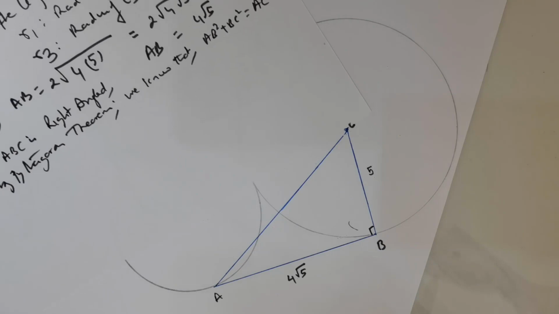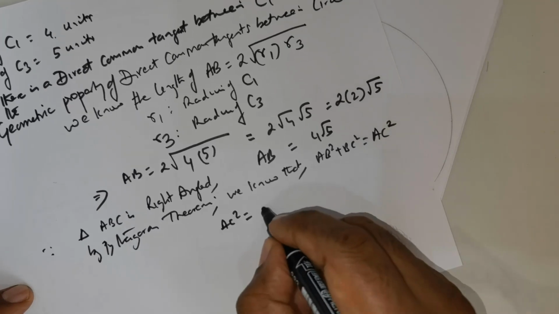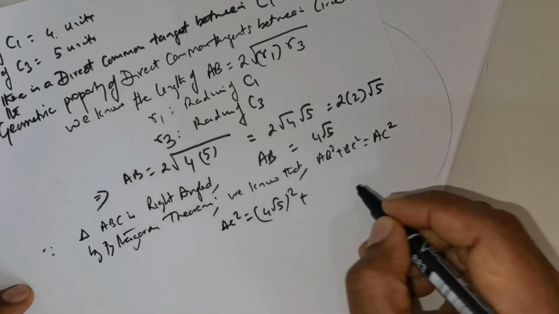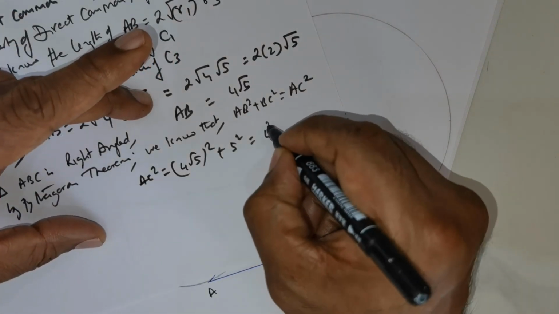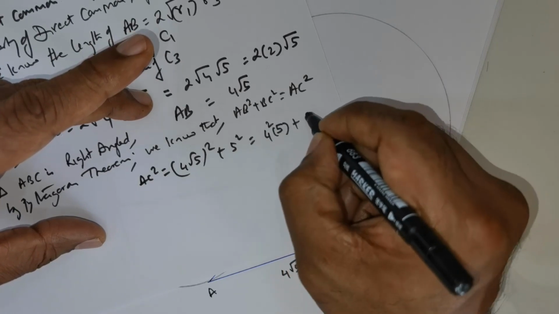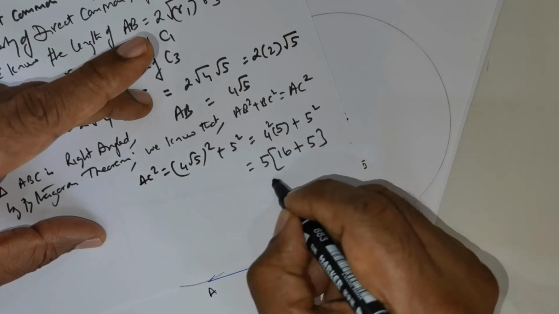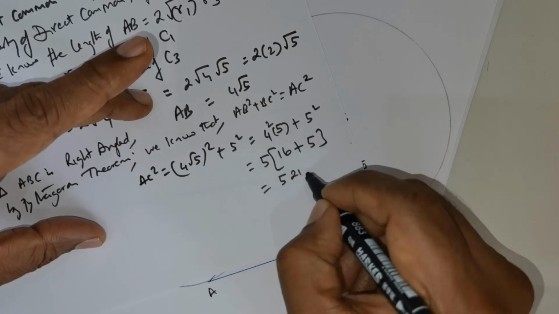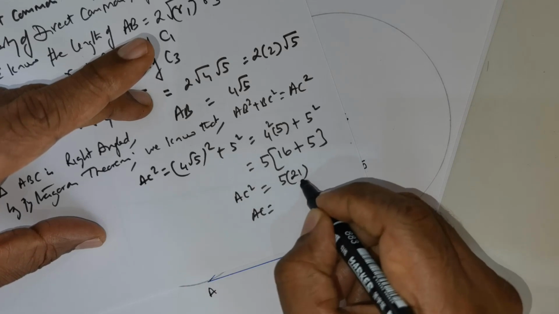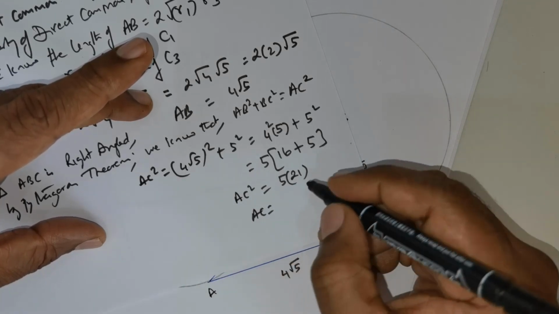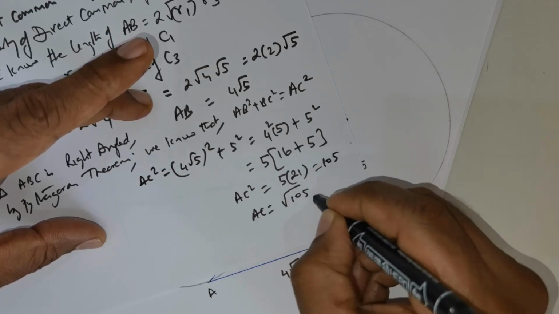So now since I've got AC squared, let me calculate AC. So AC squared is equal to AB, which is 4 times root 5 squared, plus BC, which is 5 squared. So this is going to be 4 squared times 5 plus 5 squared. I can take 5 out, so this is going to give me 16 plus 5 is equal to 5 times 21, which is my AC squared. So AC is equal to root of 5 times root of 21, and we can't do anything about that, so let me write it as square root of 105. So this is the value of AC.